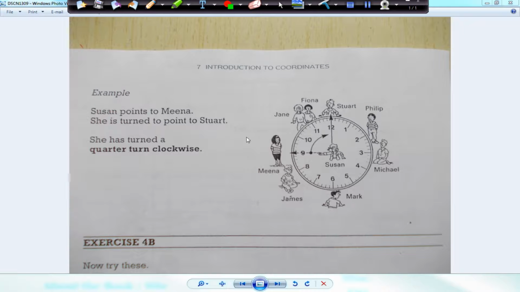Example, Susan points to Meena. This is the next exercise. She's turned to point to Stewart. So Susan goes from here to there. So what does she do? She does a quarter of a turn. So now we have to describe the turn. They're going to tell us where she started and where she finished up. We have to tell them what the actual turn is, how much of it it was.